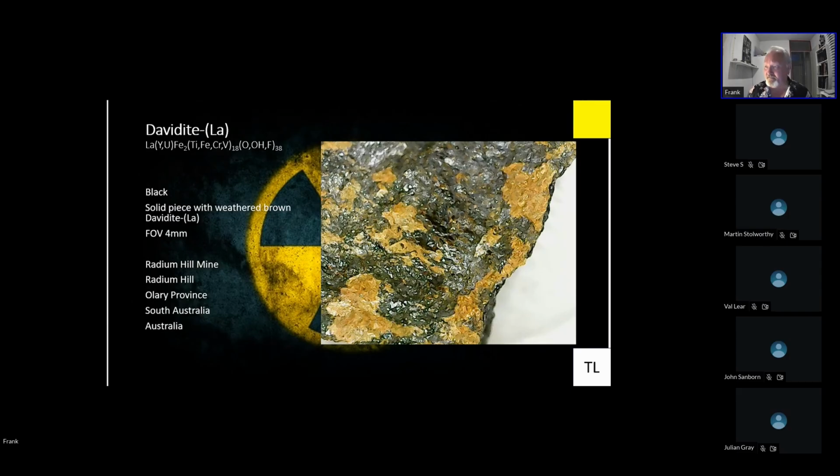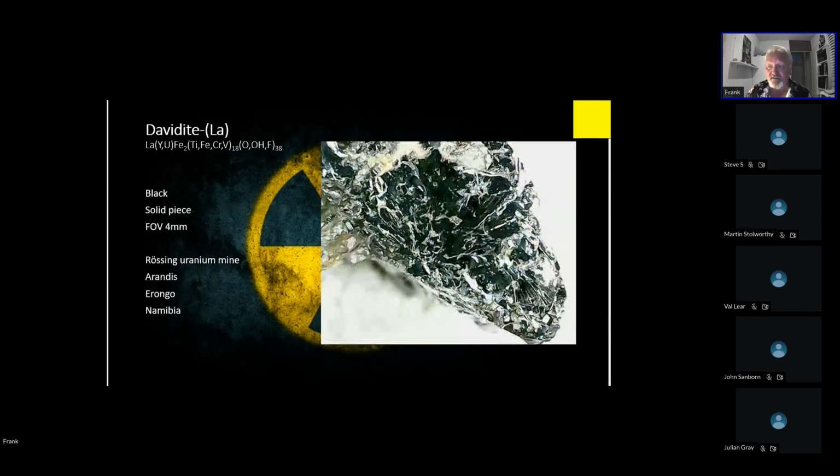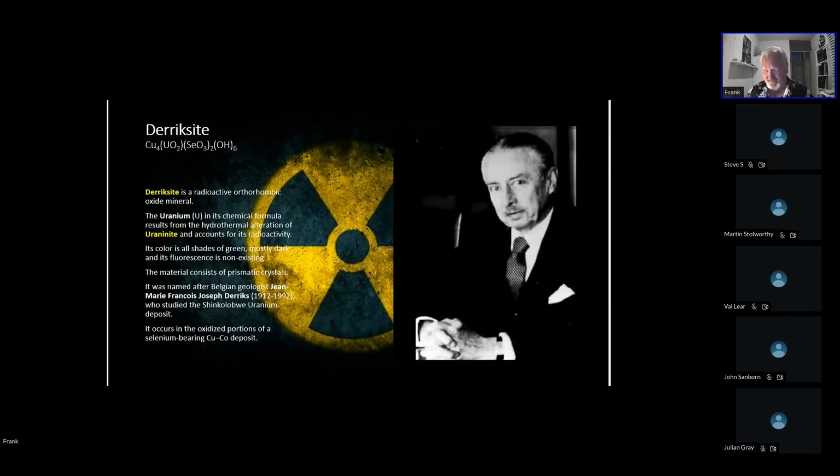Then we have Davidite-(La), lanthanum. Well, it actually has the same name giver. And it occurs also in granitic gneiss and leucogranite. I have a piece with black in matrix with weathered brown davidite. So the davidite weathered further, it starts as black and then becomes weathered and it turns brown. And this is from Radium Hill in South Australia.